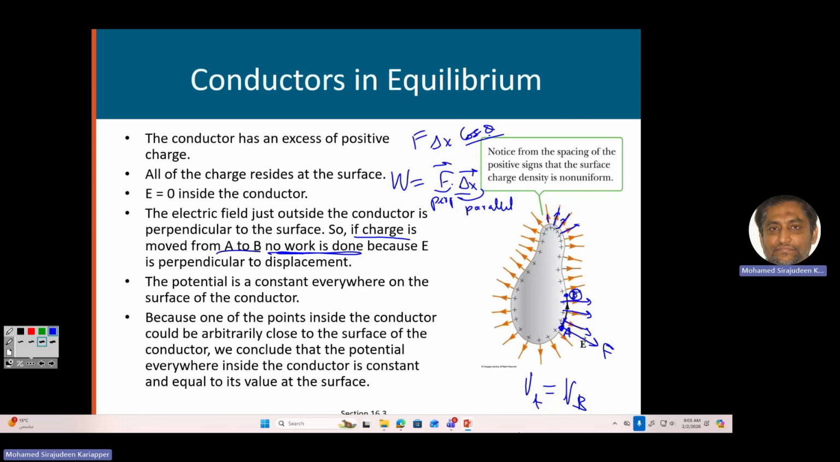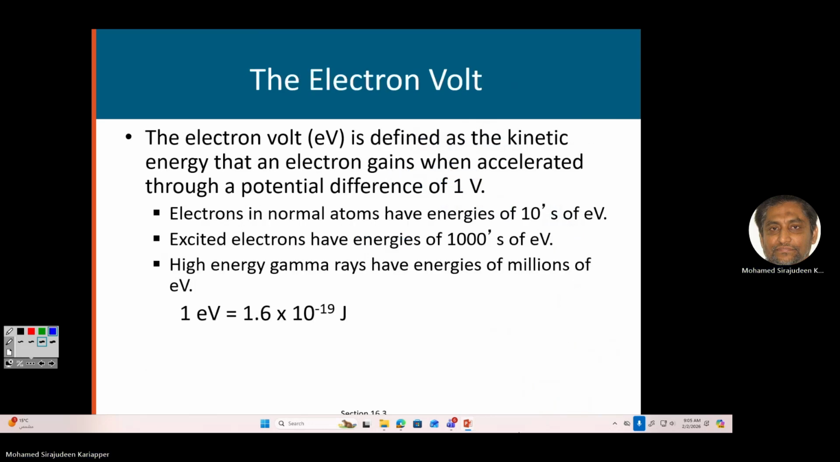And then we can continue to say, if you take any point inside, that point can be arbitrarily brought closer and closer to the surface. That means even the points inside the conductor will also be at the same potential as any point on the surface of the conductor. So we conclude that the potential everywhere inside the conductor is constant and equal to its value at the surface. Right. So I will finish with this slide.